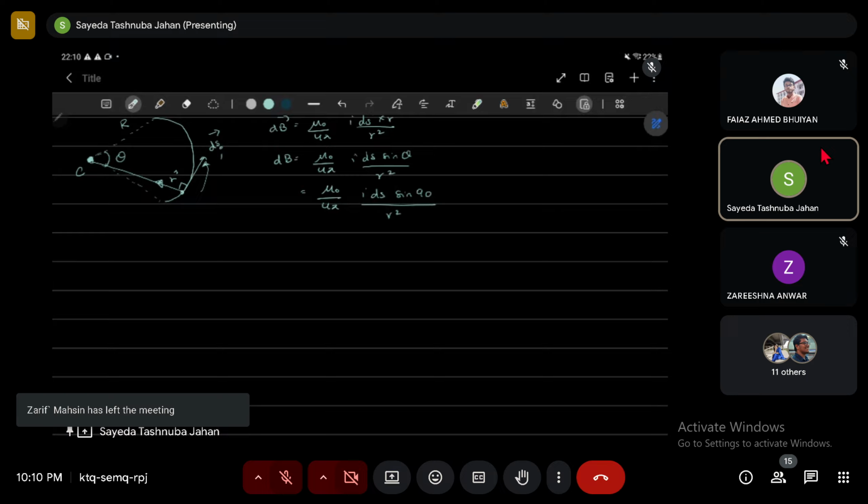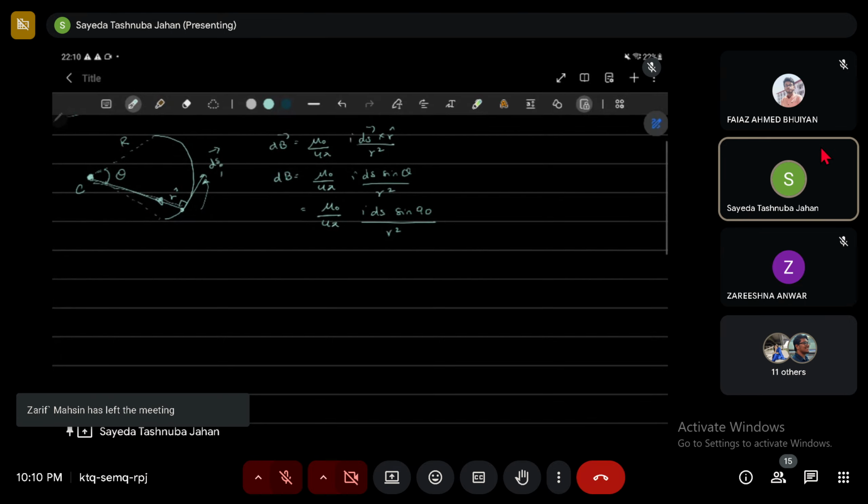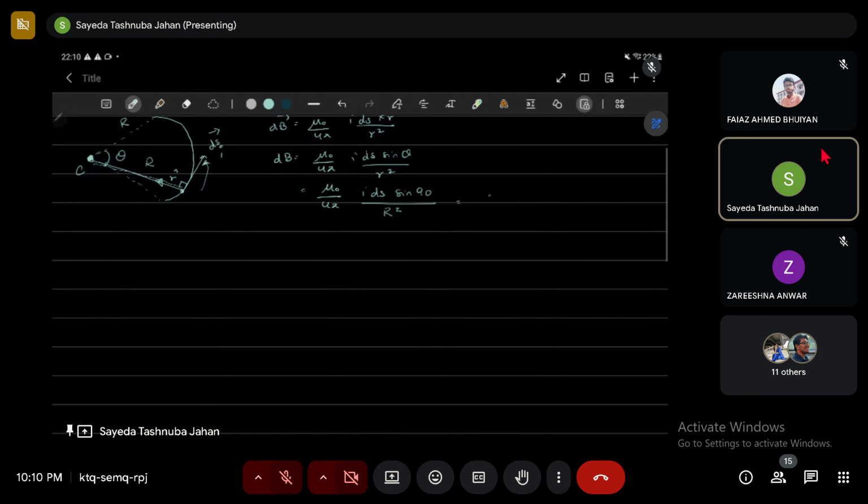But a r squared হচ্ছে basically a r squared. This is the radius, right? So let me just write this in terms of capital R squared. So in that case, this just boils down to mu naught by 4 pi I ds by R squared, because sin 90 is 1. Okay. Now এটা হচ্ছে আমার magnitude, as you can see. However, we need to figure out the direction.